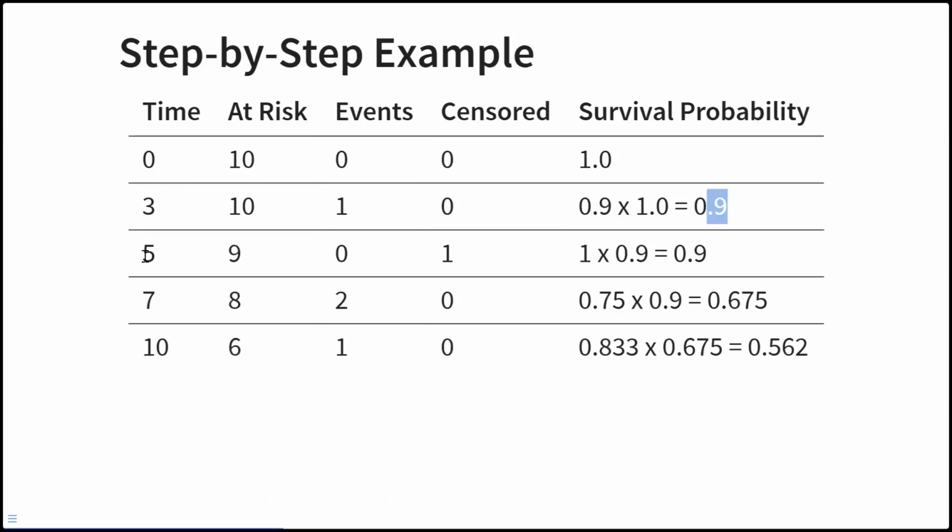When you go to time 5 also, the number at risk is 9, because 1 has already died here. So 10 minus 1 here will give us 9. So the number at risk here is going to be 9. But none of them died at this particular time, and only one of them was censored. The Kaplan-Meier estimator doesn't take into account the censoring.